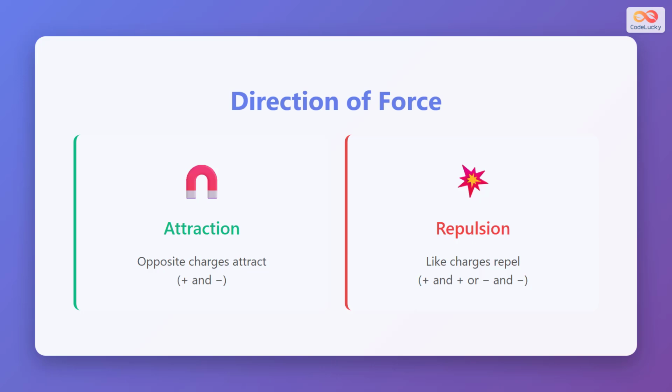The direction of the electric force depends on the signs of the charges. When two charges have opposite signs, one positive and one negative, they attract each other. The force pulls them together. However, when two charges have the same sign, either both positive or both negative, they repel each other. The force pushes them apart. Remember this simple rule: opposites attract, and like charges repel.